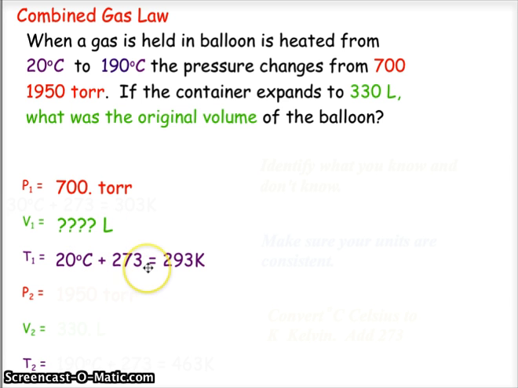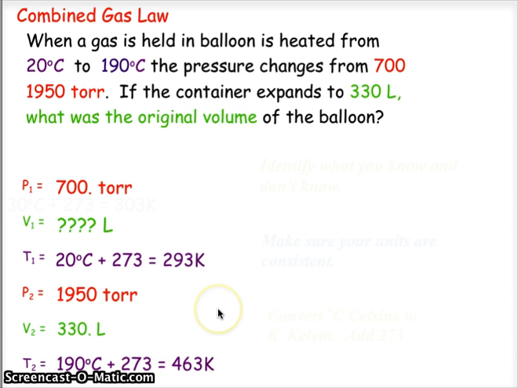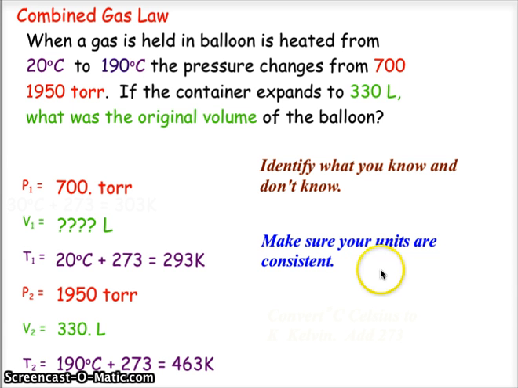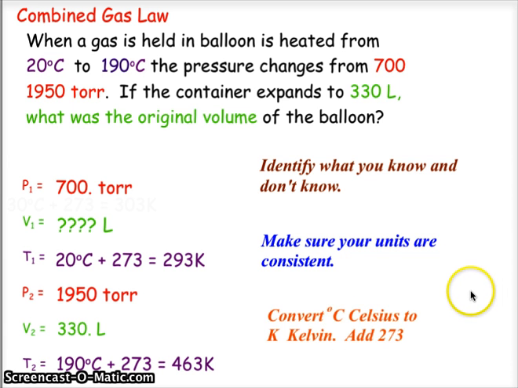20 degrees Celsius changes to 293 Kelvin. 1950 torr. 330 liters is our new volume, and our final temperature is 190 degrees Celsius, which comes out to 463 Kelvin. So we have identified our knowns and unknowns. We have balanced our units to be consistent, and we have changed every temperature to Kelvin, which is necessary for all of the gas laws.